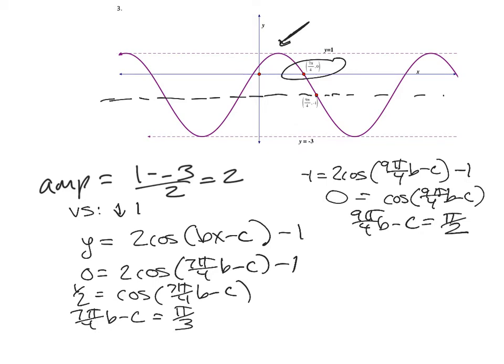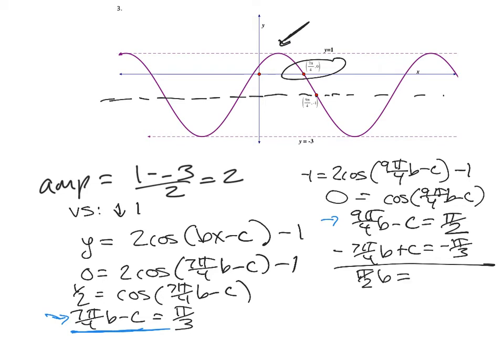Now I have my 2 equations and 2 unknowns. So let's solve this system. I'm going to subtract this equation from the one equal to pi over 2. So I'm going to multiply this equation by -1, and I get -7 pi over 4 b plus c equals -pi over 3. And that will give me pi over 2 b equals pi over 6. And solving for b, I get 1/3.